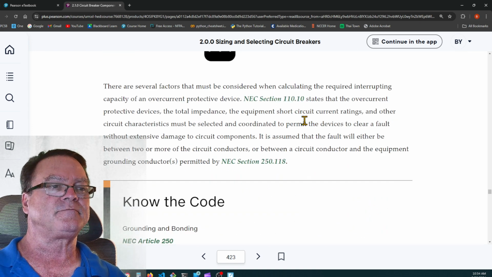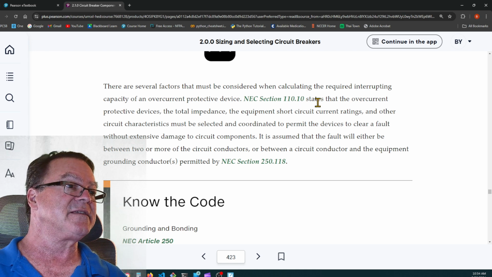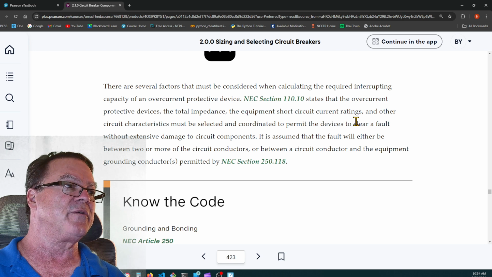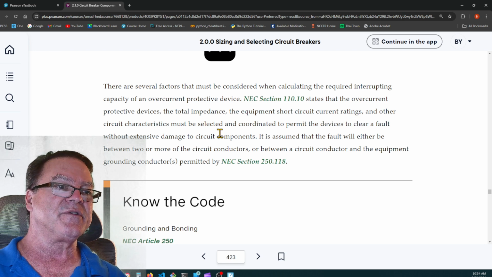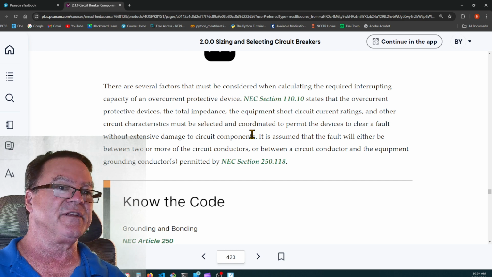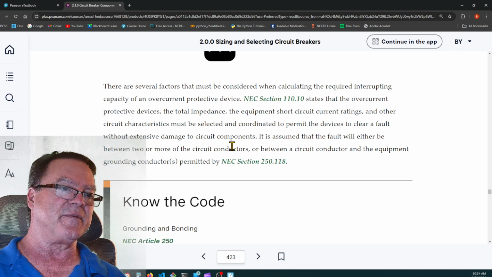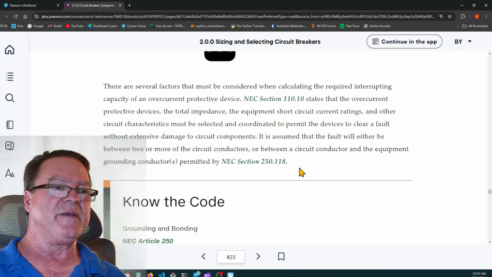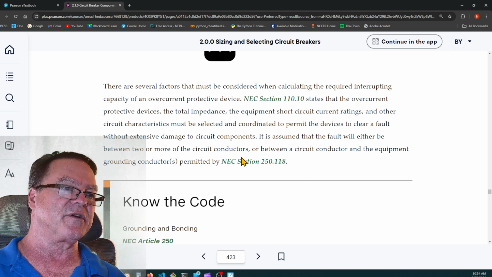All right. NEC 110.10 states that the overcurrent protective device, the total impedance, the equipment short circuit current rating, and other circuit characteristics must be selected and coordinated to permit the device to clear a fault without extensive damage to circuit components. It's assumed that the fault will either be between two or more of the circuit conductors or between a circuit conductor and the equipment grounding conductor.